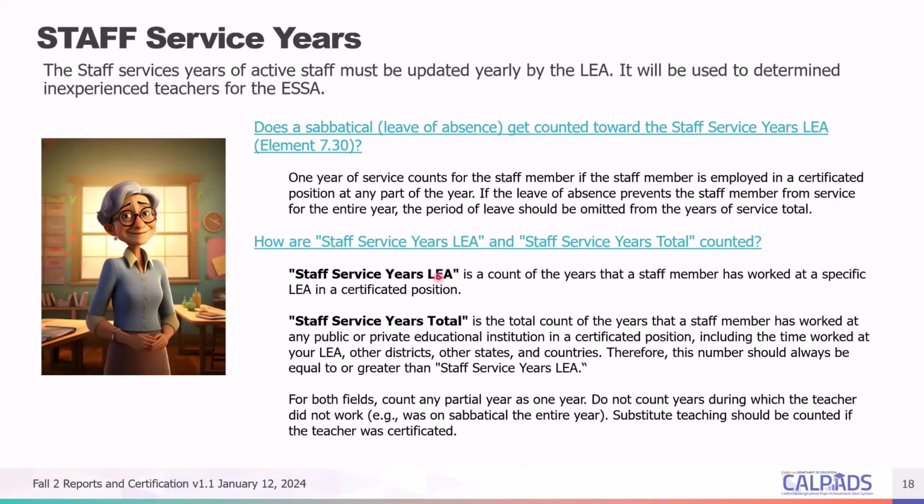And then, of course, staff service years LEA represents the count of years that the staff member is employed at the district. And then staff service years total represents all of the years that the staff member worked in a public or private educational institution in their current certificated position.